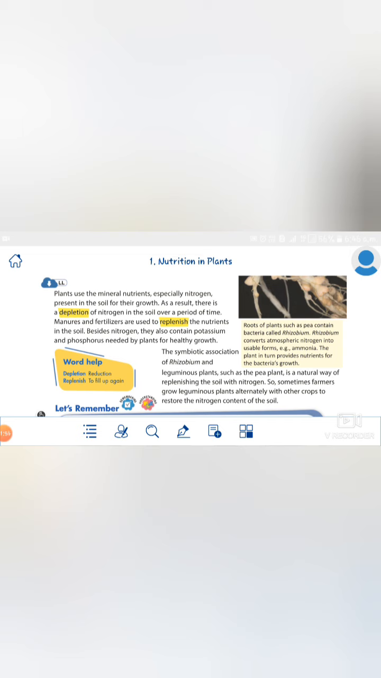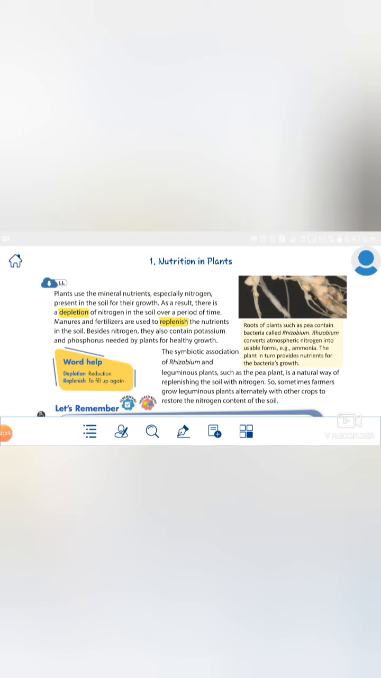the soil in which leguminous plants are grown. So after growing a crop such as wheat or rice, farmers usually grow a crop such as bean, peas or gram to maintain fertility of the soil. For what? To maintain fertility of the soil.